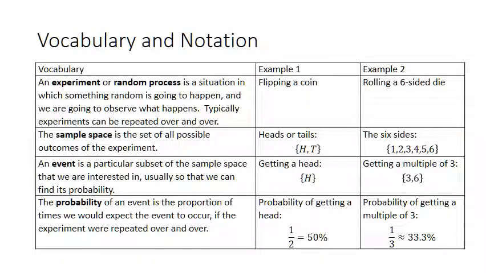Okay, so let's start with some vocabulary and some notation. So first of all, an experiment or a random process is a situation in which something random is going to happen, and then we're going to observe what happens. Typically, you can repeat experiments over and over again. So the first example here is flipping a coin, and then a second example is rolling a six-sided die.